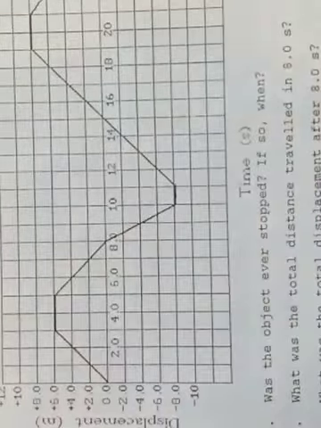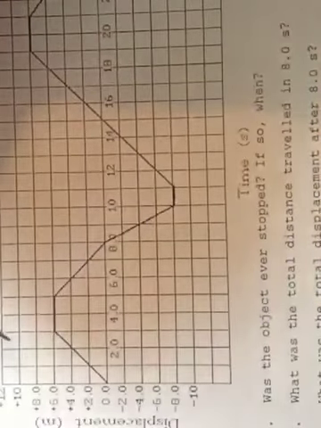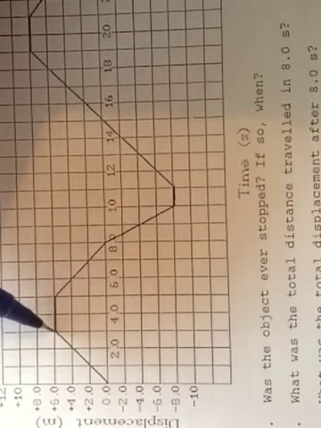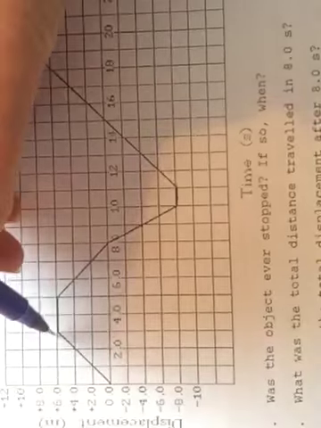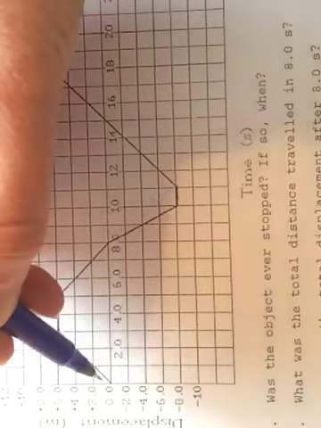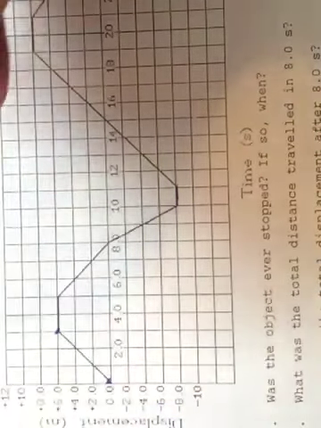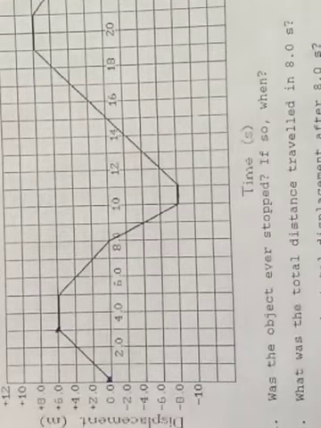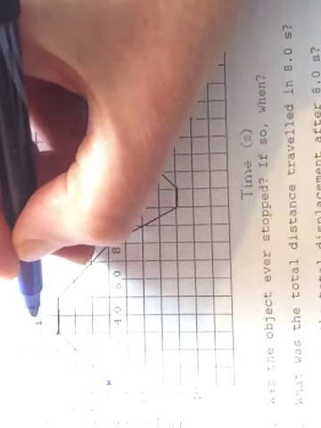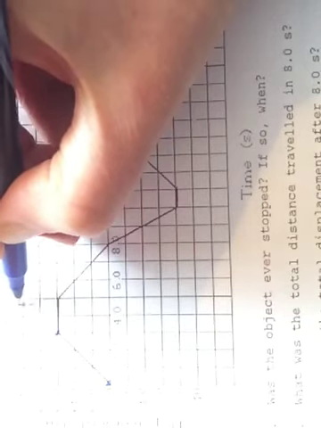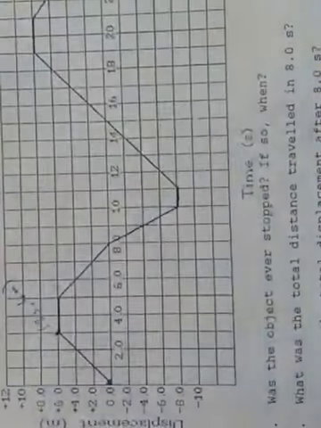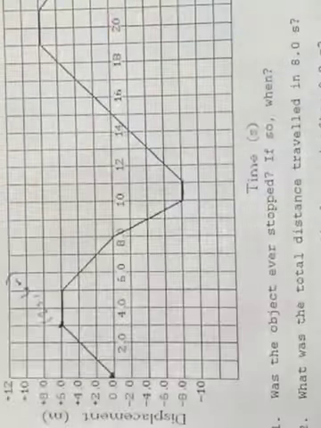You need to pick 2 points. So I'd probably pick the 2 endpoints. I would pick this one and this one, and I would do the slope. Okay? And so the endpoints here are 3 seconds and 6 meters, and down here, of course, there's 0, 0.